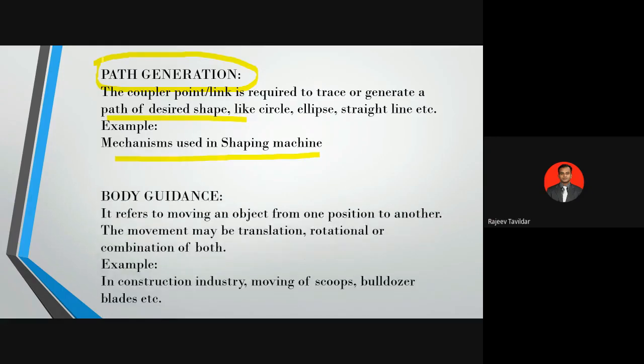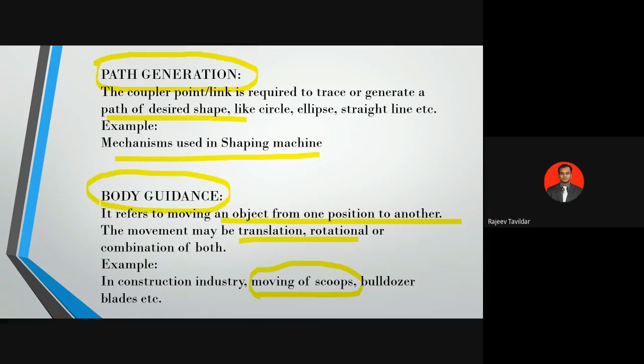Lastly, it's body guidance. Here it refers to moving an entire object from one position to another position. This movement may be translation or rotational or a combination. The best example is the moving of scoops in the construction industry or the bulldozer blades. So the moving of scoops, of course, has a function. It is moving along a particular path, but here the entire link is completely moving from one position to another position. So when such things come into the picture, it is categorized under body guidance.